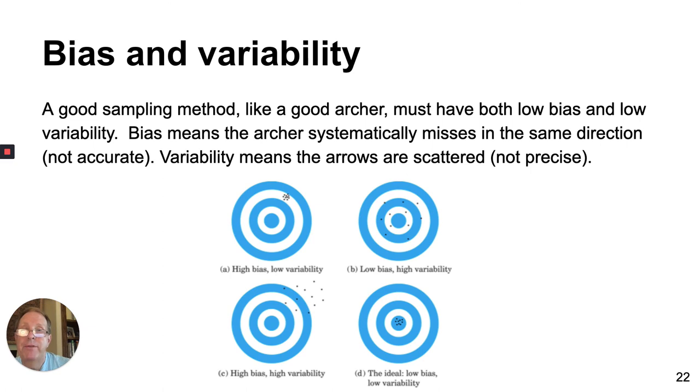You can think of bias and variability using these targets. Bias means that the results are not accurate. And examples of that are in target A and target C. They're not accurate. High variability means that the results are not precise. That's shown in target B and target C. What we ideally want is low bias and low variability. That's what's shown in target D.